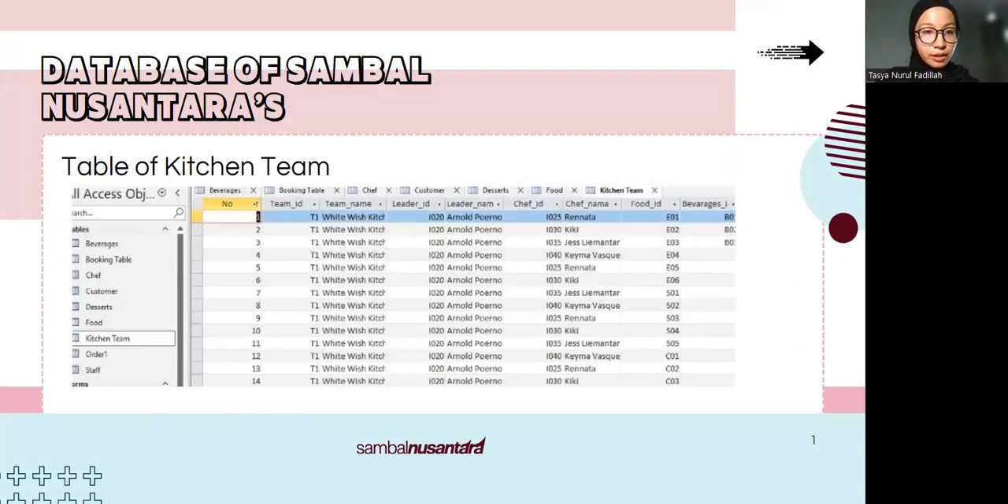Table of kitchen team. In kitchen team, we provide who are the workers responsible for the kitchen, the team ID, who is the leader of the team, the chef's name and ID, and other things related to activities while in the kitchen. Next.